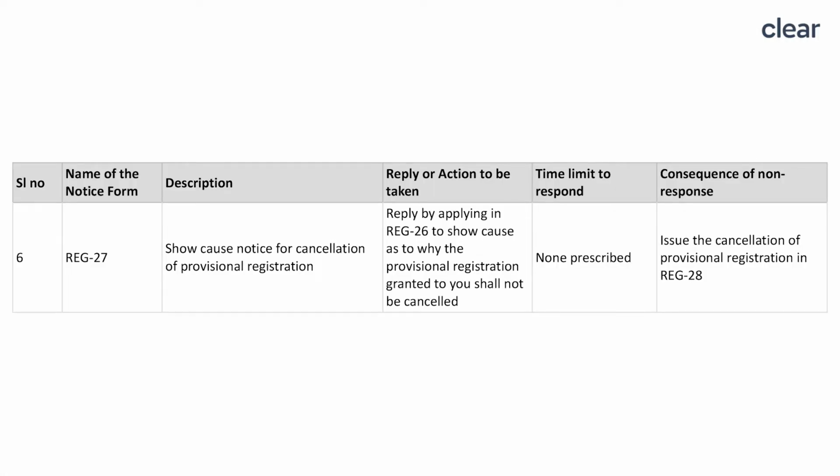REG27 notice. It is a show cause notice for cancellation of provisional registration. The taxpayer should reply by applying in REG26 to show cause as to why the provisional registration granted shall not be cancelled. There is no time limit prescribed for this notice. If the taxpayer does not respond, the department can cancel provisional registration in REG28 form.